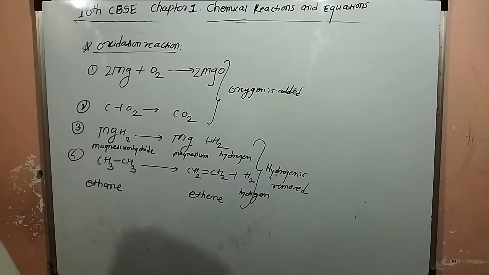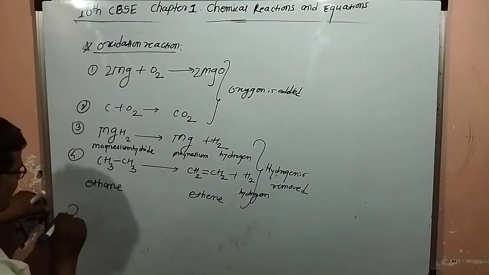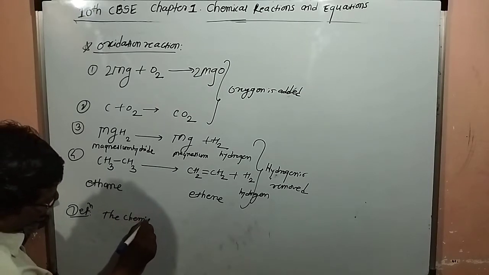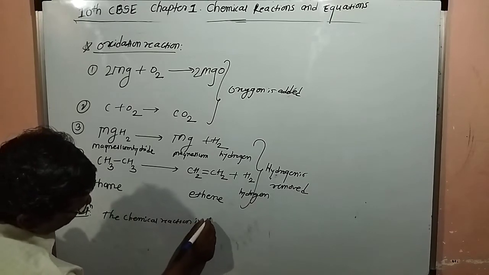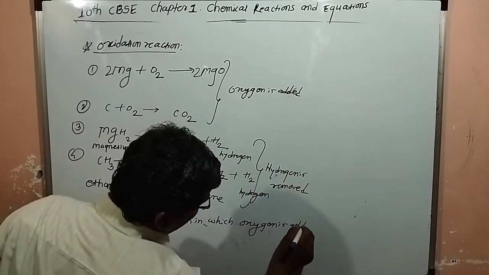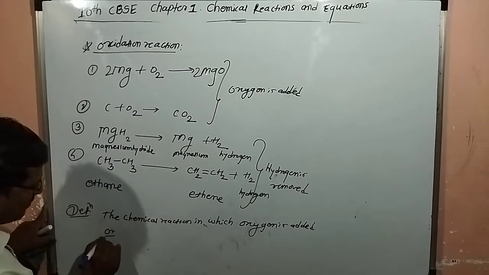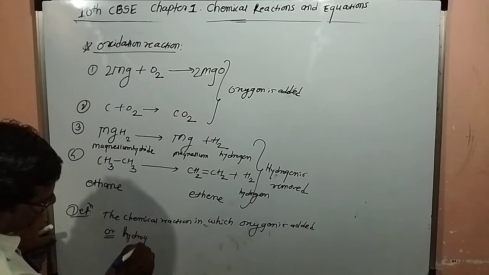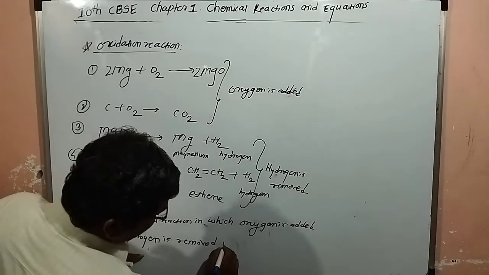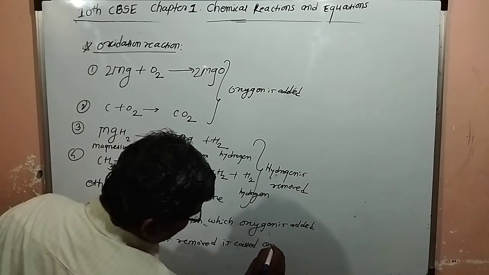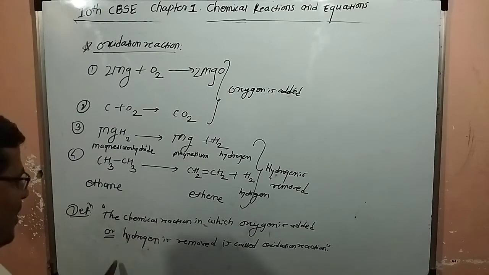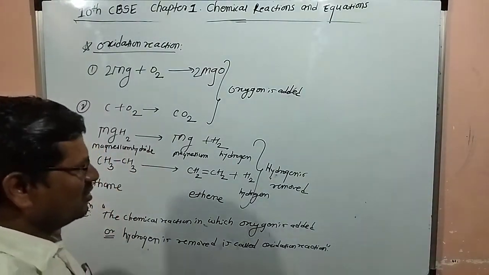From that we can make the definition of the oxidation reaction. The definition: the chemical reaction in which oxygen is added or hydrogen is removed is called an oxidation reaction. So what is an oxidation reaction? The chemical reaction in which oxygen is added and or hydrogen is removed is called an oxidation reaction. So you understood the oxidation reaction.